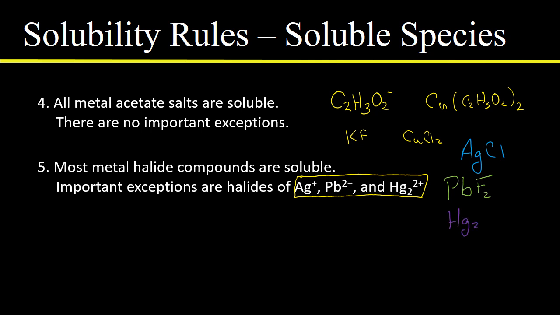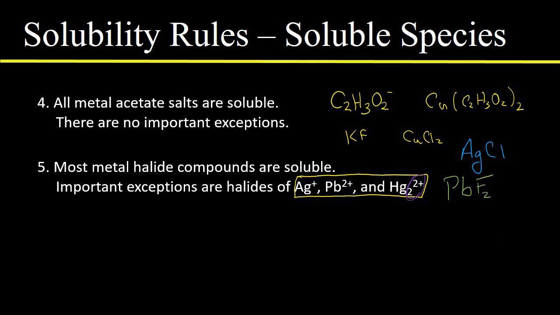Now this is a weird ion. This is called mercury 1, but it's a diatomic cation. So there are 2 mercury ions with a total charge of +2. Since the mercury has a total charge of +2, we need 2 halides to go with it. So Hg2Br2. So for any of the halides, they're soluble unless the cation is silver, lead, or mercury 1.